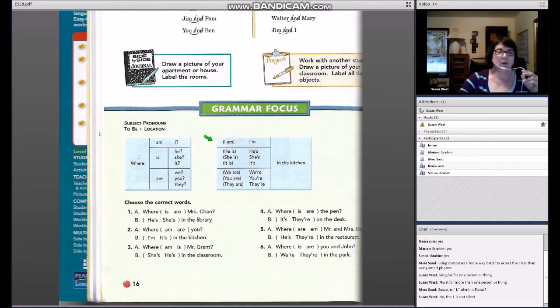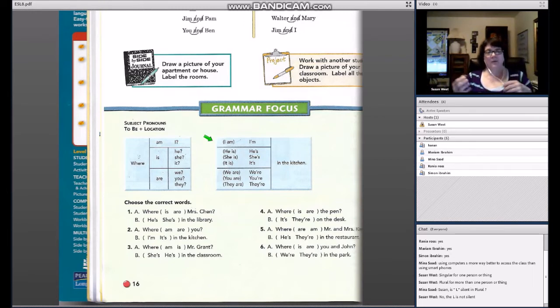You could ask, where is he? And I might answer, he's in the kitchen, or he is in the kitchen. Where is she? She's in the kitchen. Where is it? It's in the kitchen. Where are we? We are in the kitchen. Where are you? You are in the kitchen. Where are they? They are in the kitchen.